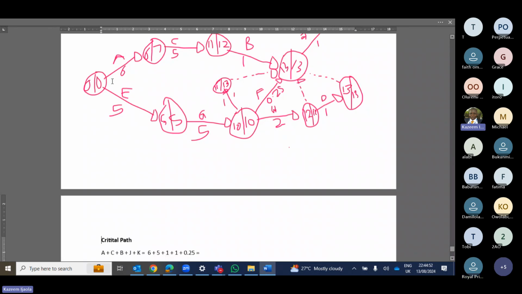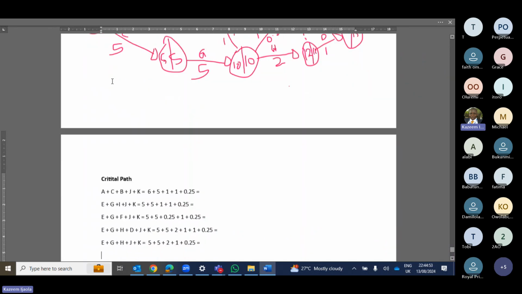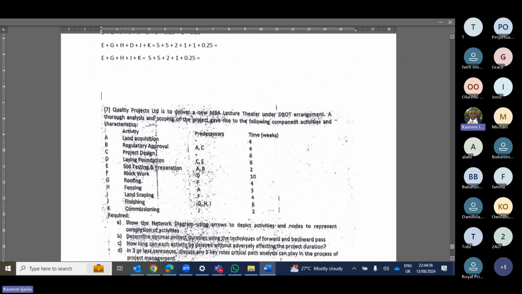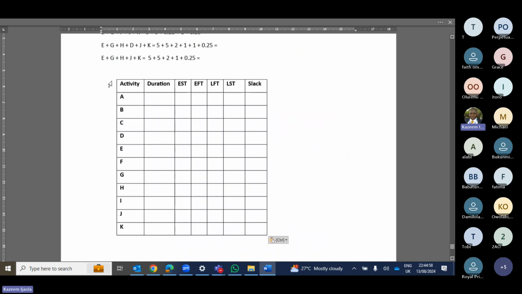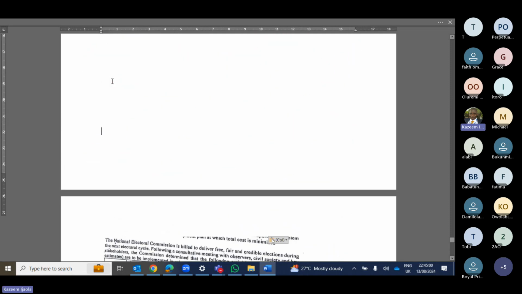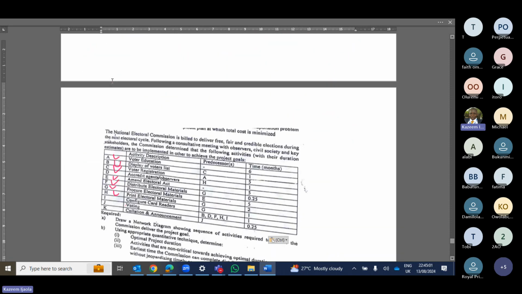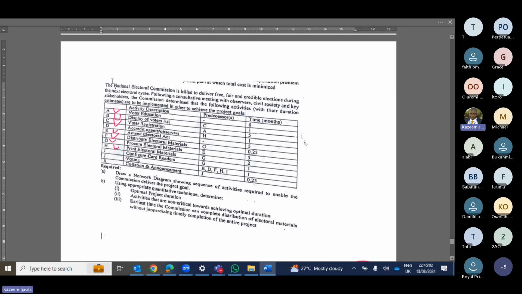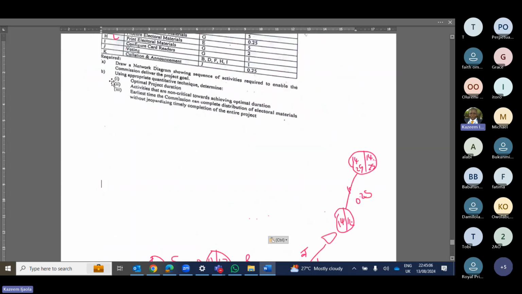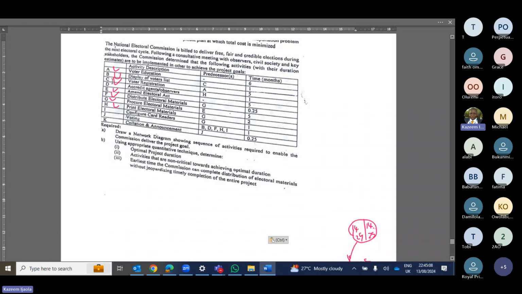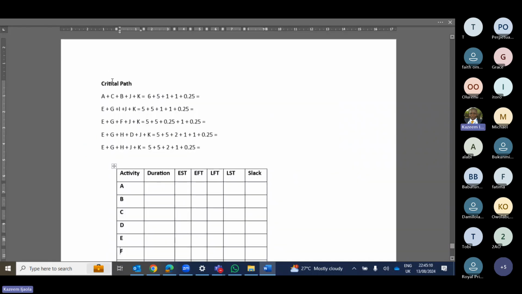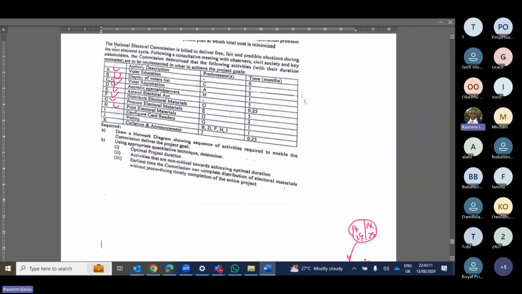Okay, this is our critical path. Your assignment is this. You can just do it and snap it to me on WhatsApp, right? Do this and snap it to me on WhatsApp. So you do it for the 2 questions that we've solved so far. Please do it and snap it to me on WhatsApp. This one was solved at A, B, C, D, E, F, G, H, I, J, K. So please do the assignment and send it to me on WhatsApp.